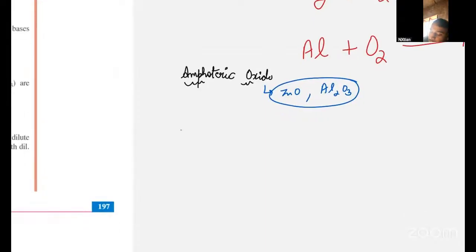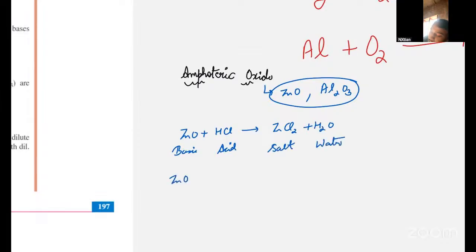Now, zinc oxide, when it reacts with HCl, this is a metal oxide, and metal oxide is basically basic in nature. And basic oxide, when it reacts with acid, will make salt and water, which is correct. Zinc chloride and water, H2O. This is salt and this is water. But when zinc oxide reacts with NaOH, which is a base, now it will behave like an acid.